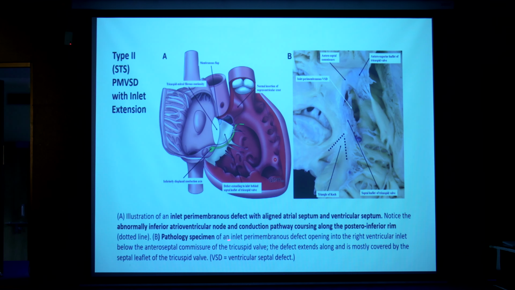That's the pathological specimen, showing the inlet VSD defect opening to the right ventricular inflow below the anteroseptal leaflet of the tricuspid valve, and the defect extends along and is mostly covered by the septal leaflet of the tricuspid valve. This will be under cover of the septal leaflet, unlike in patients with perimembranous VSD with outlet extension, which will be covered partly by the anterior leaflet of the tricuspid valve.